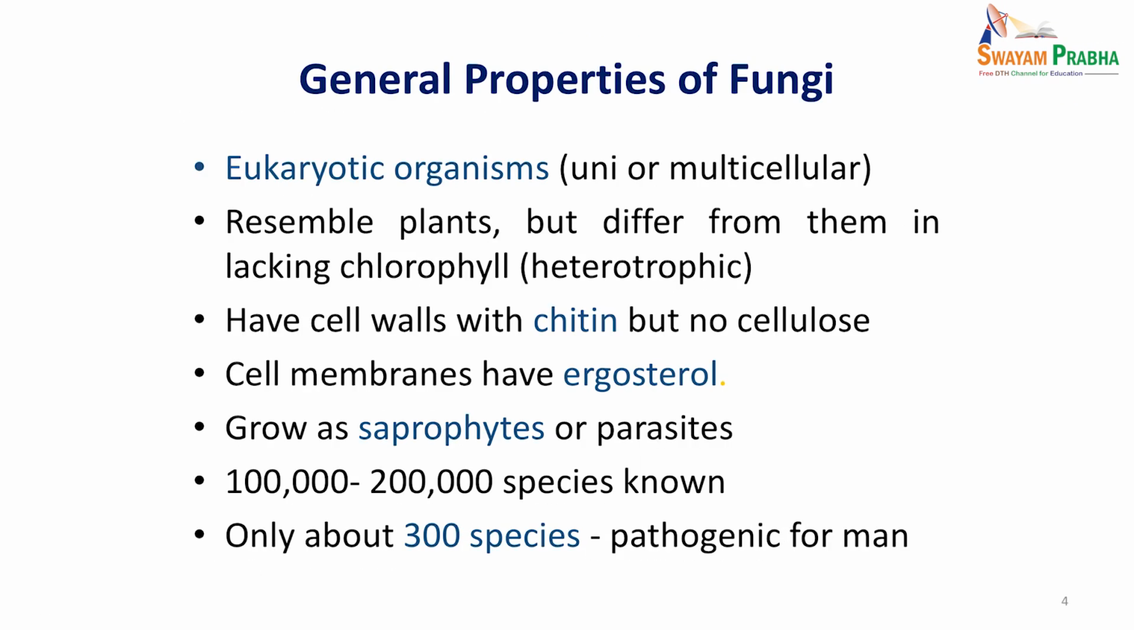Now, as far as their properties are concerned, they are eukaryotic organisms which could be unicellular or multicellular. They resemble plants but differ from them because they do not have chlorophyll. So, they cannot make food of their own. They have cell walls with chitin but no cellulose. Cell membranes have ergosterol and they usually grow as saprophytes or parasites. Many species are known, but only about 300 species are known to be pathogenic to man.